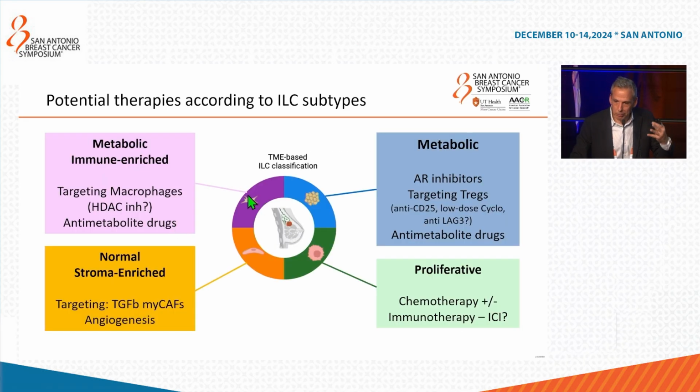This is my vision. If we validate that classification, you may think, for instance, to target not only tumor cells but also their tumor microenvironment. For the metabolic enriched subtype, we might target macrophages, and there are drugs that can target these macrophages. In the normal stroma enriched subtype, you should target bad fibroblasts, or include some angiogenic drugs, metabolic androgen inhibitors, as well as targeting Tregs. In the proliferative subtype, maybe chemotherapy. And immunotherapy is an open question for that particular subtype.